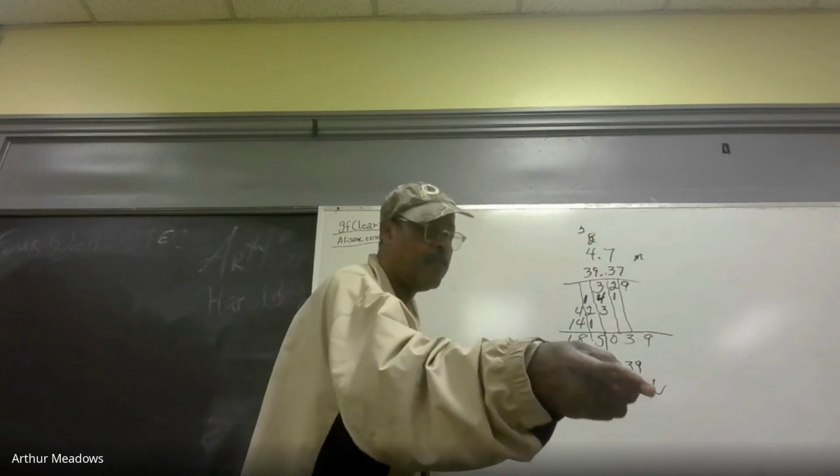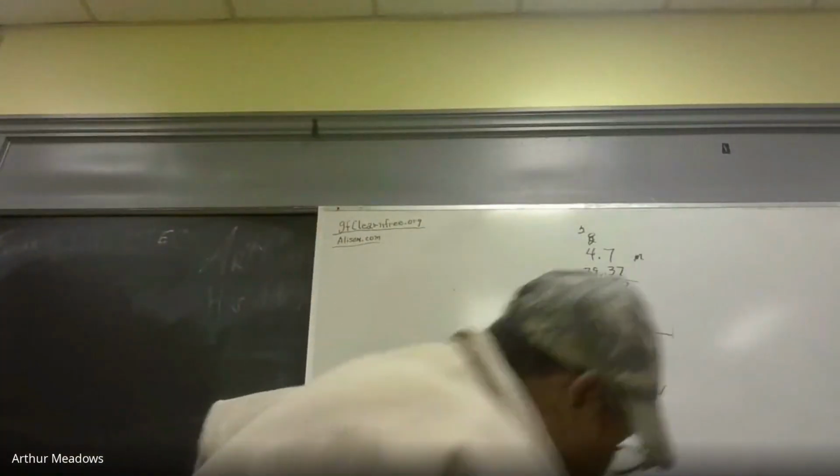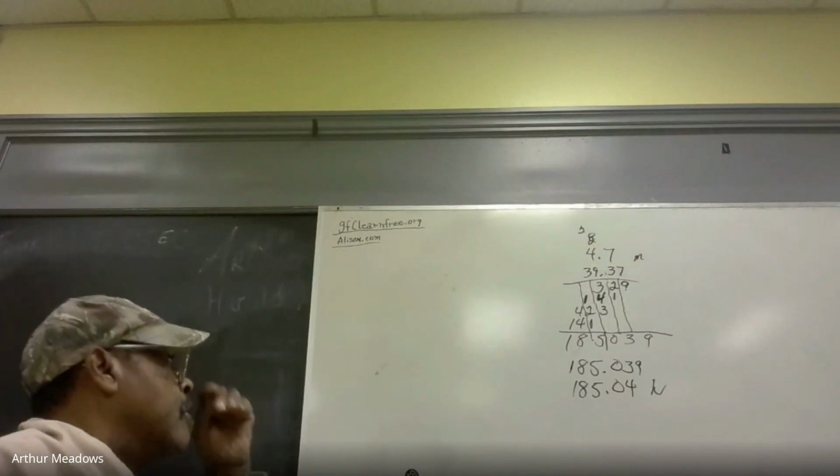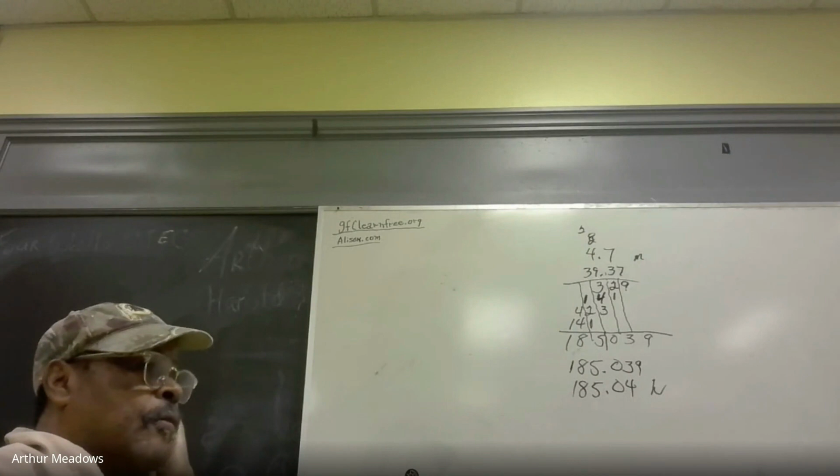No, it's already up there at the top where it tells you to the nearest hundredth. All of those have to be to the nearest hundredth. Wait, I can't see the answer. The answer is 185.04.